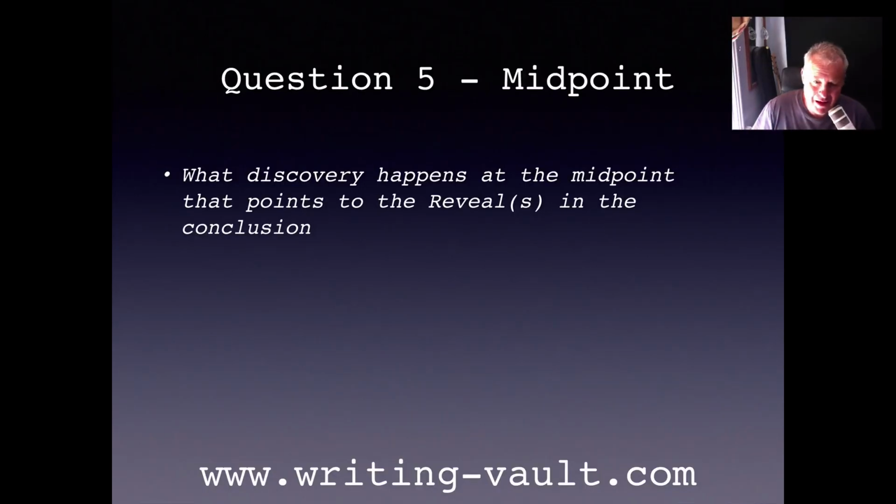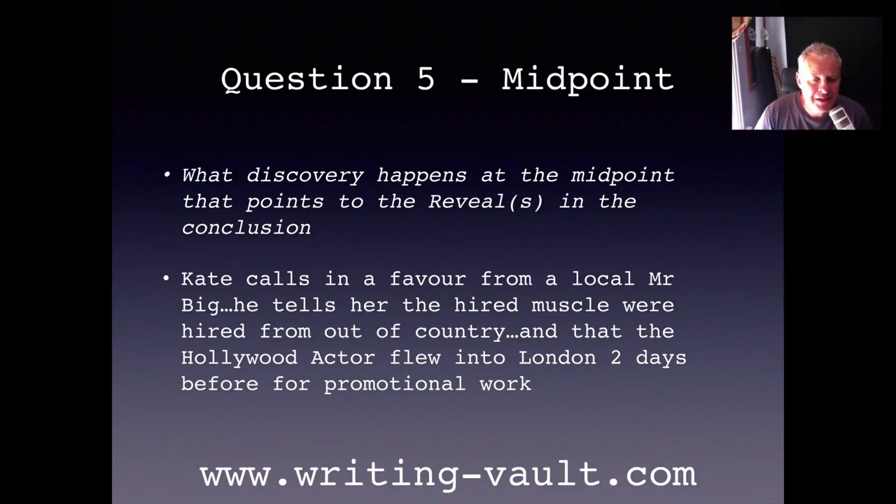And I put S in brackets because there's more than one reveal in the conclusion. And what Kate does is she calls in a favour from a local Mr. Big, a local underworld guy that she knows. Again, the line of work that she is in. She knows some people who are less than savoury, shall we say. And Mr. Big tells her, and obviously I'm using the phrase Mr. Big as a placeholder, and hopefully if I ever write this scene, Mr. Big will be somebody who is fleshed out and is not just a stereotype of an underworld lord kind of character that we've seen in so many films.